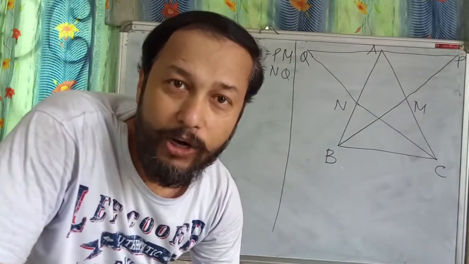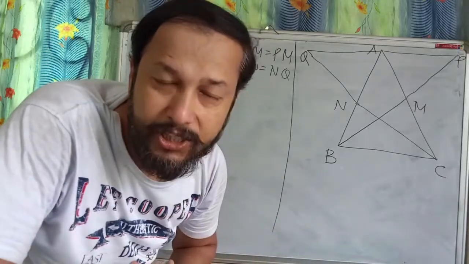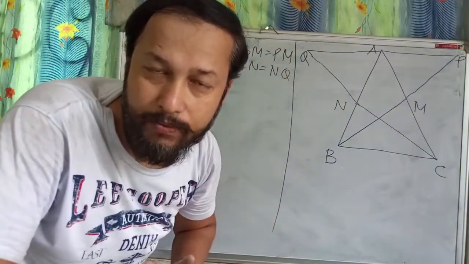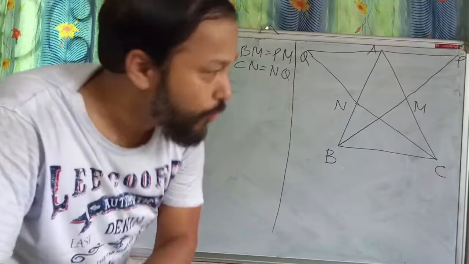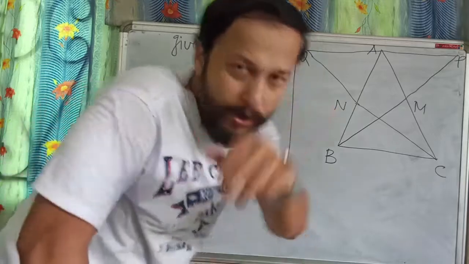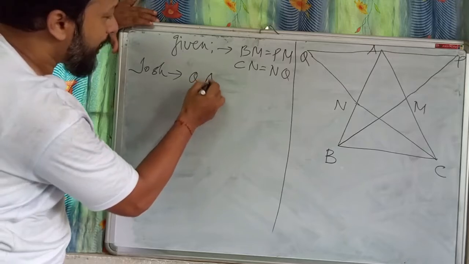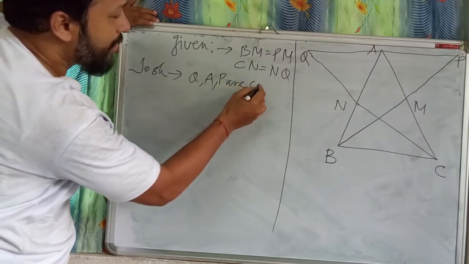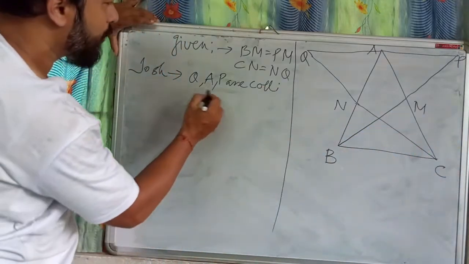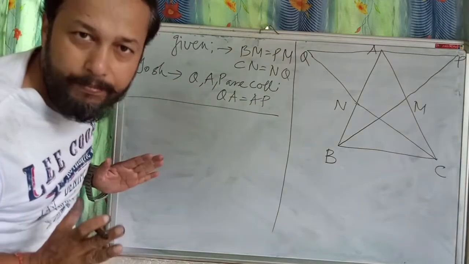Now we have to show that QAP are collinear. QAP, all these 3 points are collinear. Collinear means they all lie on the same straight line. And also we have to show that QA equal to AP. So let me write what you have to show: QAP are collinear, and also you have to show QA equal to AP. Okay. This is the sum.